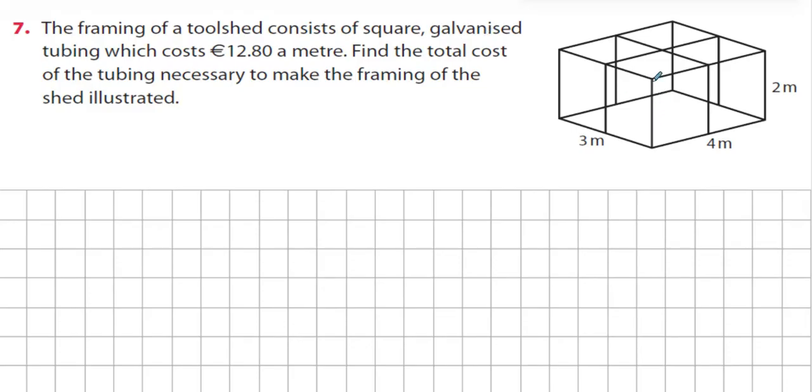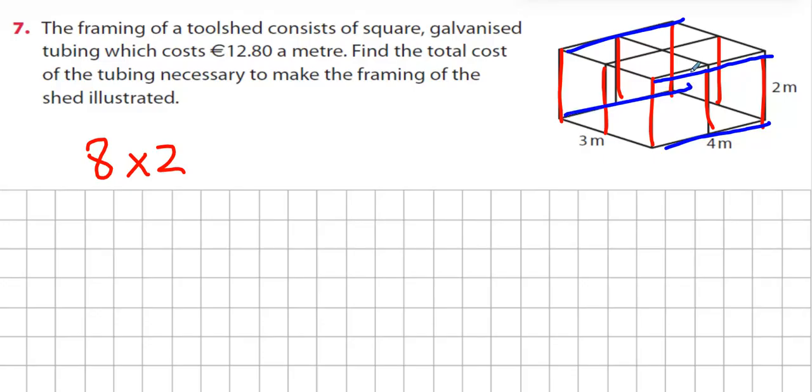Now, 1 red line, 2 red lines, 3 red lines, 4 red lines, 5 red lines, 6 red lines, 7 red lines, 8 red lines. That's 8 multiplied by 2. Next, we're going to count up blue lines. 1 4, 2 4s, 3 4s, 4 4s. 4 by blue. And then I'm going to count up my green lines. 1, 2, 3, 4. 4 by 3. And what I should get here is 16.